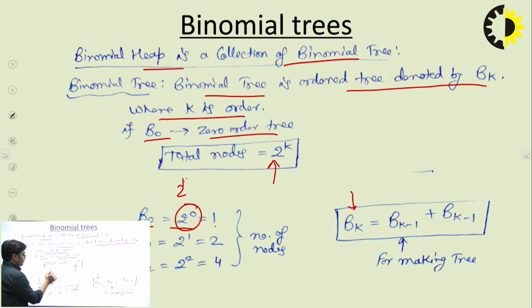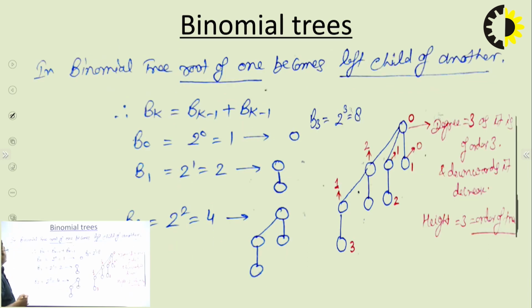With the formula 2 raised to power k for the maximum number of nodes, k is 0 in B0, so 2 raised to power 0 means only 1 node is there. If we are talking about B1, then 2 raised to power 1, there are maximum 2 nodes. B2 is 2 raised to power 2, which has a total of 4 nodes. In a binomial tree, the root of one becomes the left child of another.